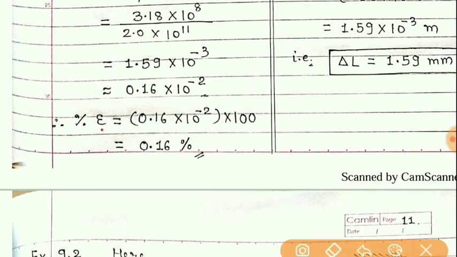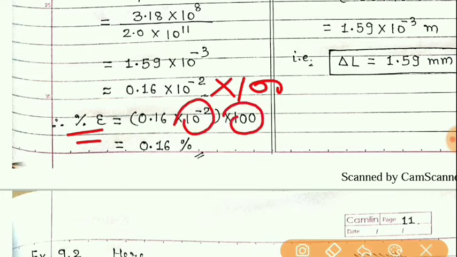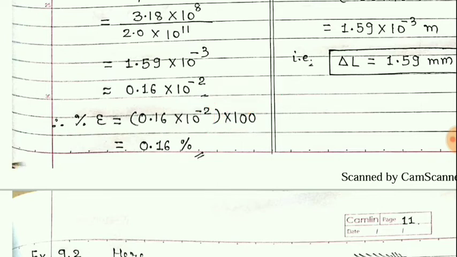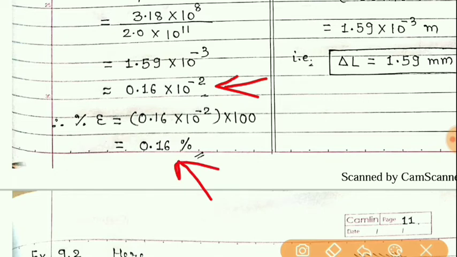Now to find the percentage strain, simply we have to multiply this by 100. So when it is multiplied by 100, this 10 raised to minus 2 and this 10 raised to 2 cancel. What remains is 0.16 but in percentage. So this is the value of simple strain and this is the strain in percentage.